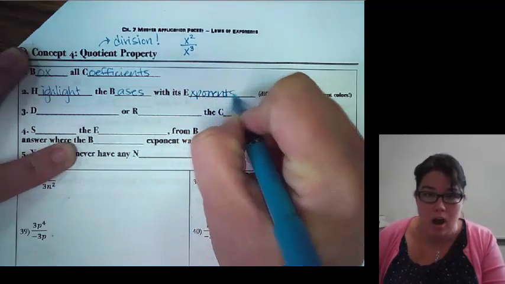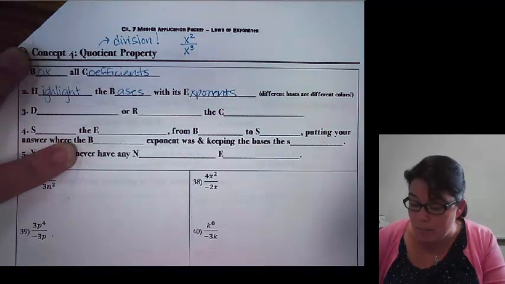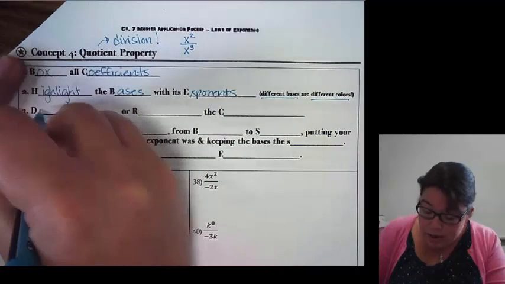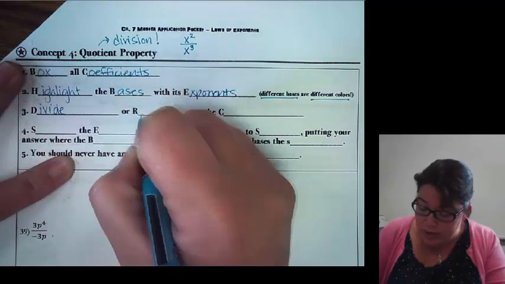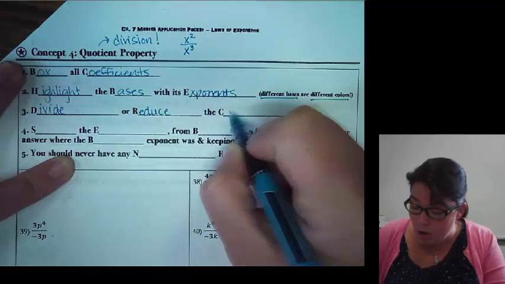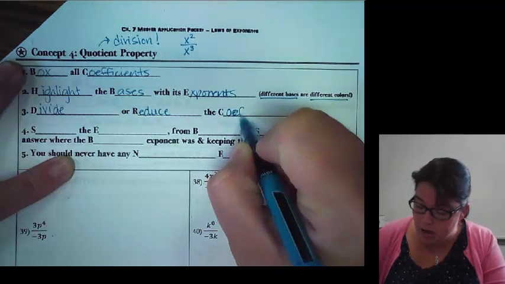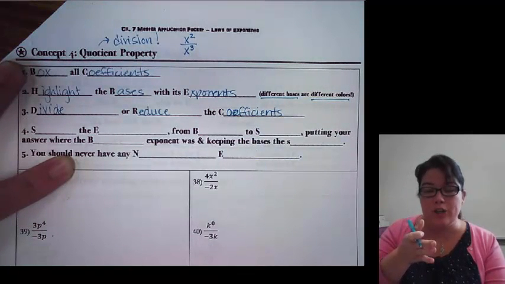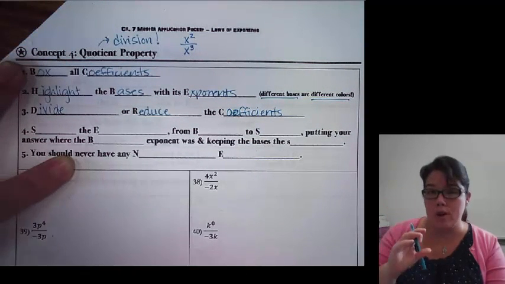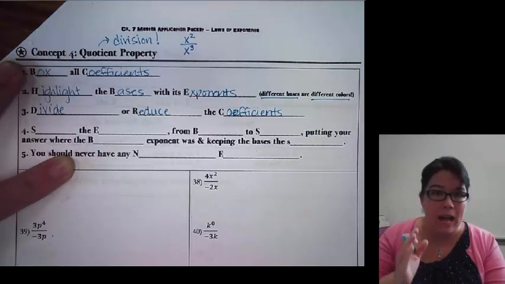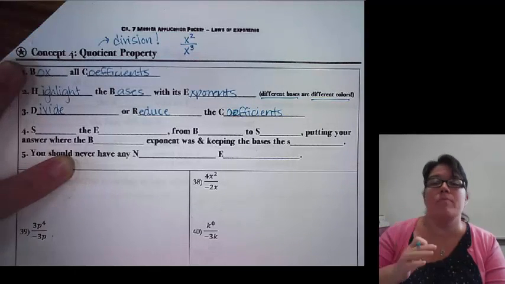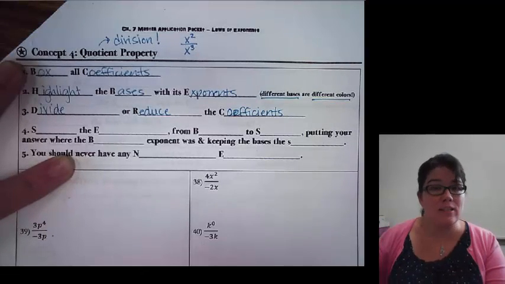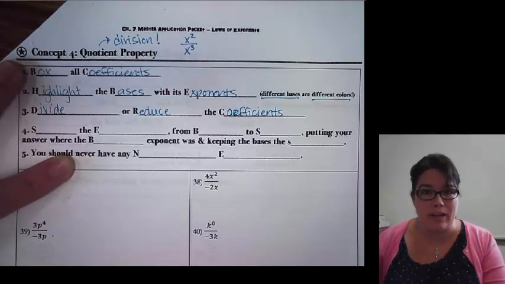Highlight the bases with the exponents. So just like we've been doing all along, highlight the base with the exponent. Remember, different bases, different colors. That rule still applies. Then you are going to divide or reduce the coefficients. Remember, the coefficient is the number that's out in front. So you're going to treat those numbers, the one on top and the one on the bottom, like they're their own thing. Divide them if you can, reduce them if you can, handle them first, get them out of the way. Then we're going to move on to the bases, because the bases are where the exponents are, and that's the tricky part that we're learning that's new.